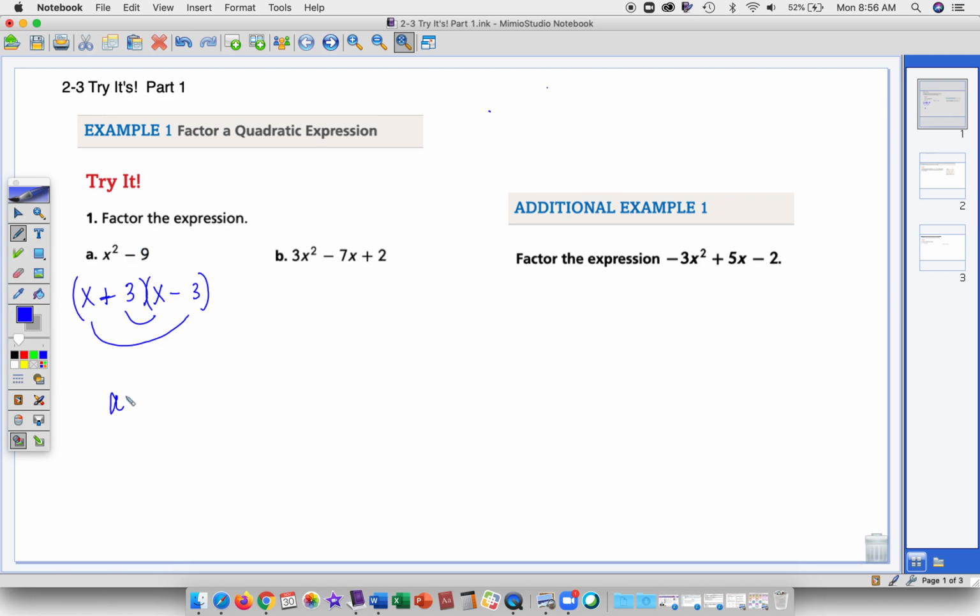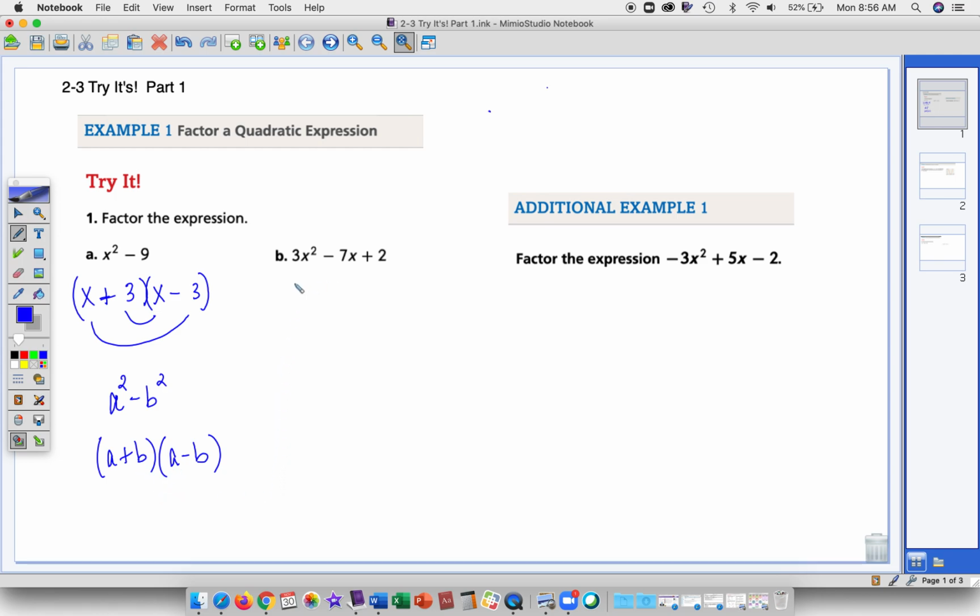So in general, if you have a squared minus b squared, that would be a plus b times a minus b. And these two quantities can be in either order. It could be a minus b, excuse me, times a plus b. It doesn't matter which quantity comes first.